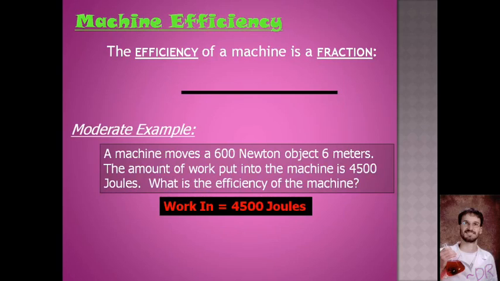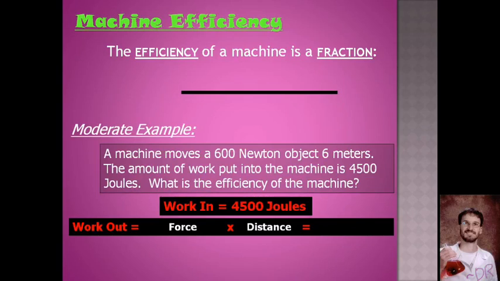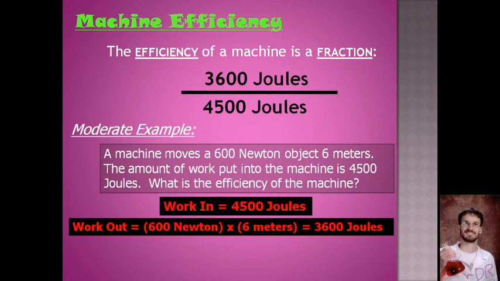Well, how much work is going out of the machine? We have to calculate that. Work, remember, is force times distance. So our formula, force times distance, our force is 600 newtons, our distance is 6 meters, so the amount of work that we're getting out of the machine is 3,600 joules. We throw these numbers into our fraction. 3,600 joules out, 4,500 joules in. Our imaginary machine would be 80% efficient.